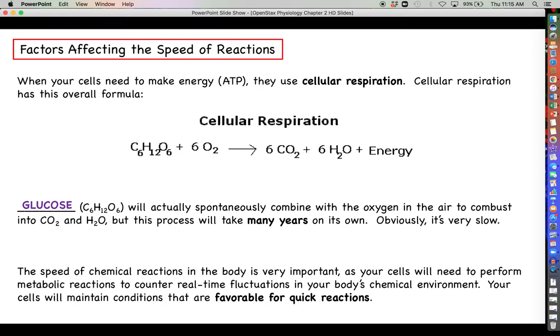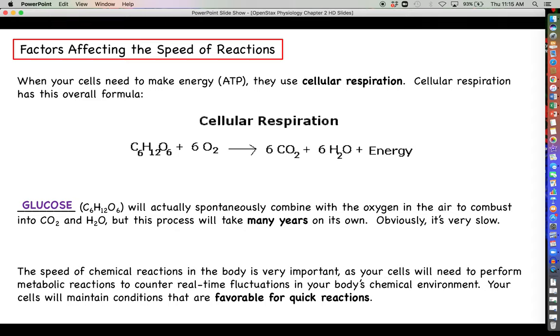Here's the issue, though. Cellular respiration is important for our cellular biology and our physiology. We need our cells to be able to take glucose, combine it with oxygen, and turn it into energy that our cells and the rest of our body can use. We can't get away with this reaction being as slow as it apparently is. The speed of chemical reactions, not just cellular respiration but all the other metabolic reactions happening inside your cells, is very important. We need those reactions to happen really, really quickly.